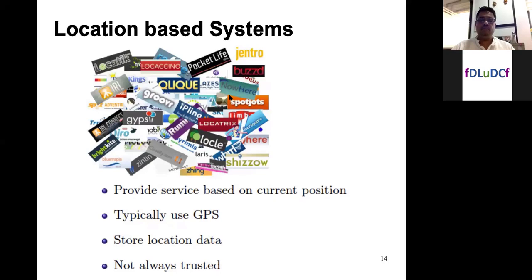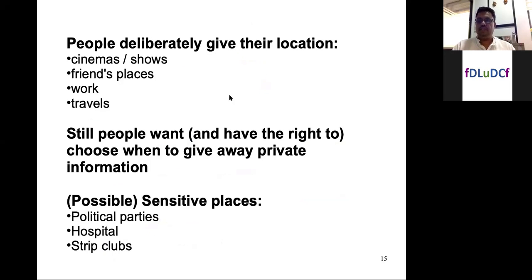Most of the time, you give this location information voluntarily. Not only your own information, sometimes you are giving someone else's information as well. Like on Google Maps, there are places you can mark, and you voluntarily mark someone else's places. So you have given your private information, plus someone else's private information as well, to the public, to cyberspace. That creates a serious problem in the future.